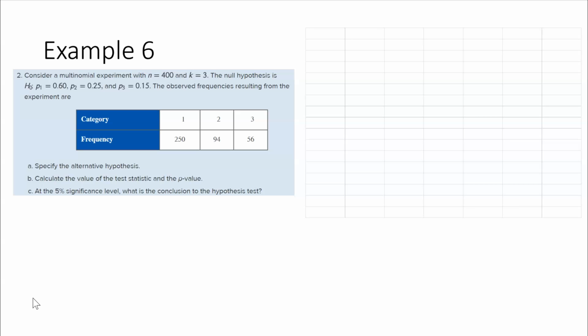Specify the alternative hypothesis. So our alternative hypothesis, well, if we know all of these and they're not all the same, then we would just say that not all proportions equal their hypothesized values.